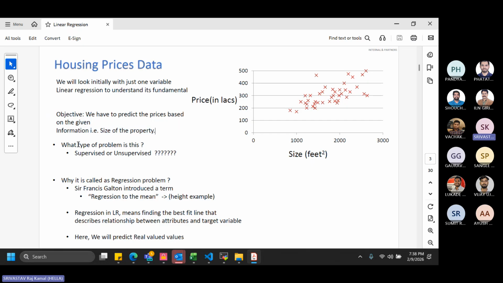Now I already mentioned what type of problem this is. You just need to look. The user has provided me the input. The user has also provided me the ground truth. So this is a supervised algorithm. So one thing is sorted.